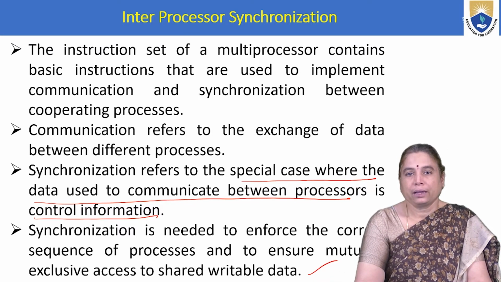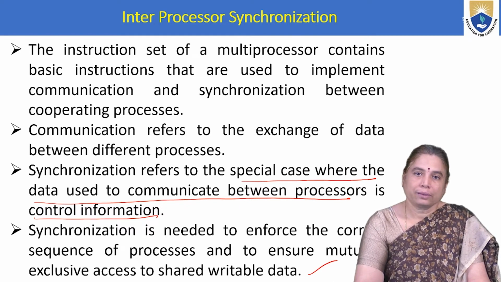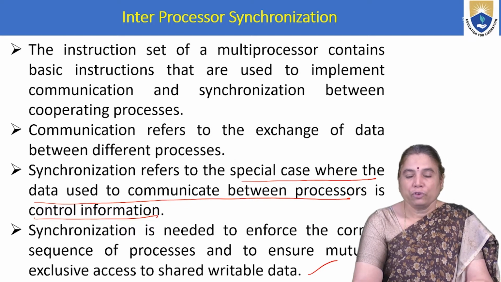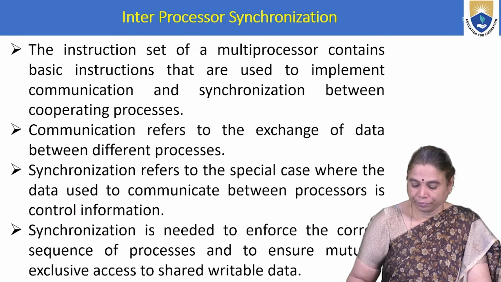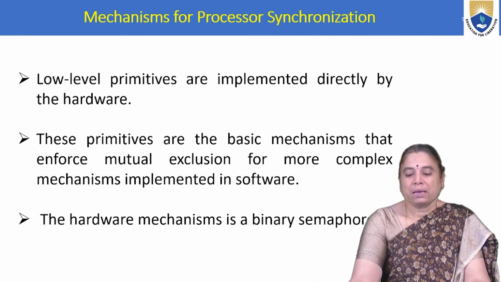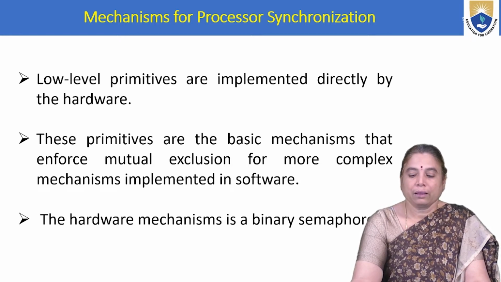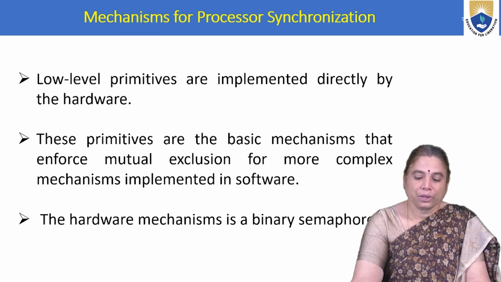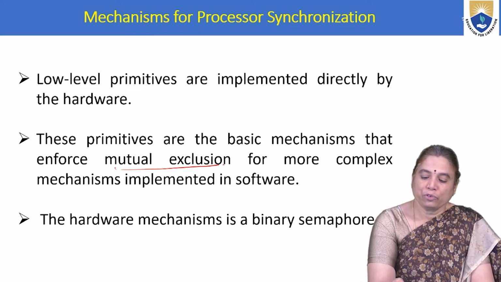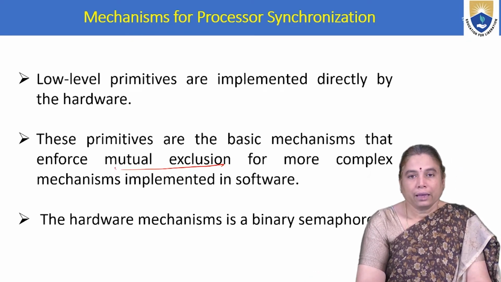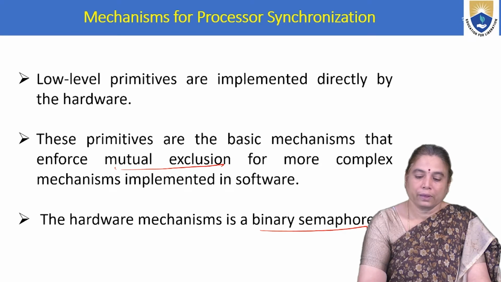When common data is modified, it may generate a data inconsistency problem. To avoid that, mutual exclusion and critical section techniques can be employed. What are the mechanisms for process synchronization? They are low-level primitives to implement synchronization directly. These primitives provide the basic mechanism to enforce mutual exclusion, and hardware mechanisms can provide the binary semaphore for process synchronization.